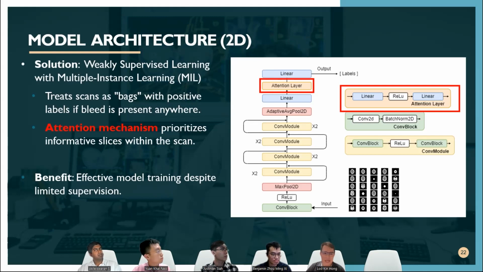I'm curious, how does the performance of this 2D method vary from the 3D results?